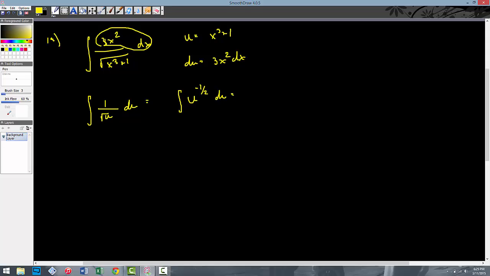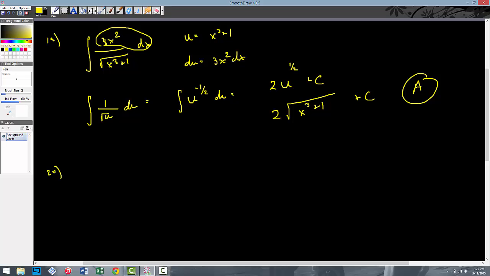Now, when you integrate this thing, you're going to get u to the 1 half times 2, because it's really divided by 1 half, plus c. Now, all you have to do is figure out what u is, but that's not that hard because it's really just x cubed plus 1, and then plus c on the outside. That will lead you to the answer of A. Next one.